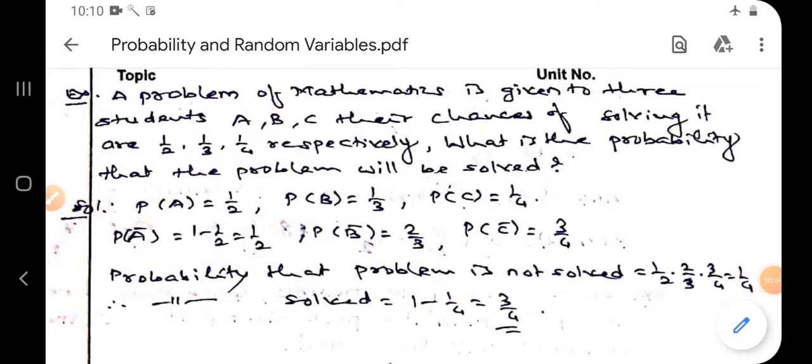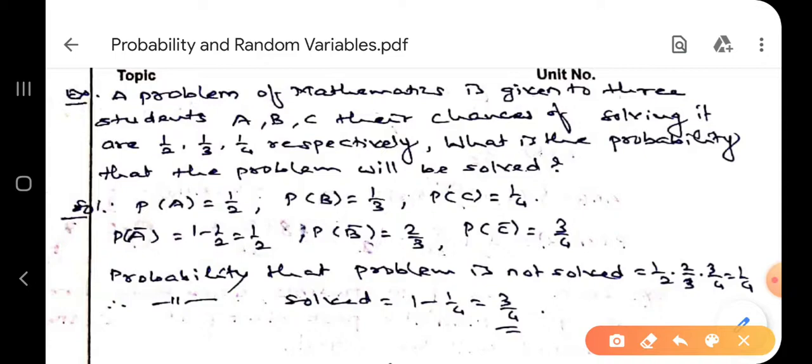Today we will solve some problems on probability. The concept of probability we have already studied. Mutually exclusive events and independent events, with the addition theorem, we have seen in our last lecture. Now let us solve some problems on probability.